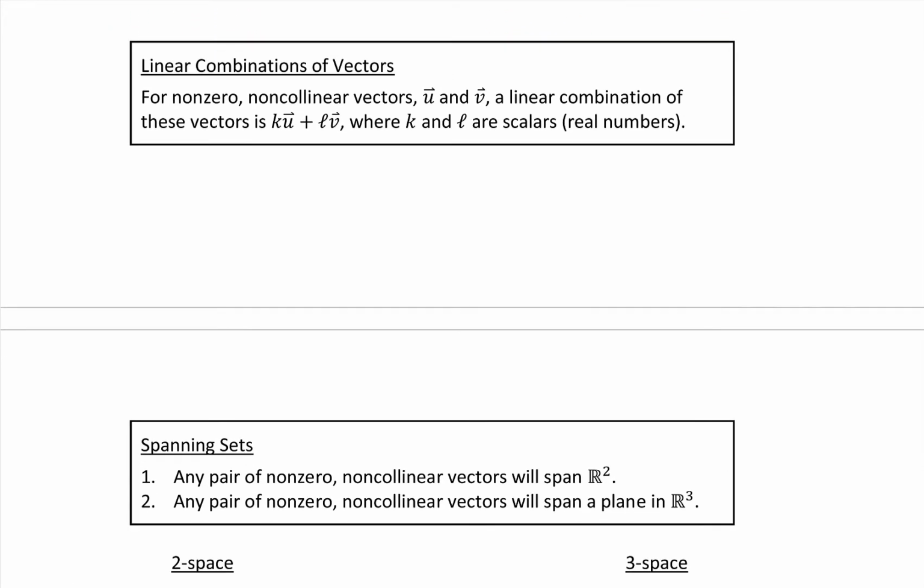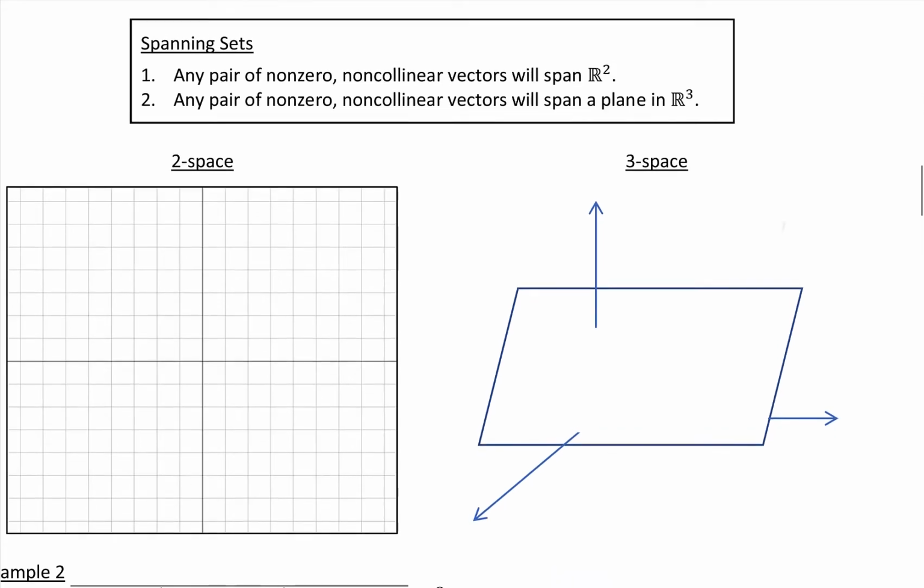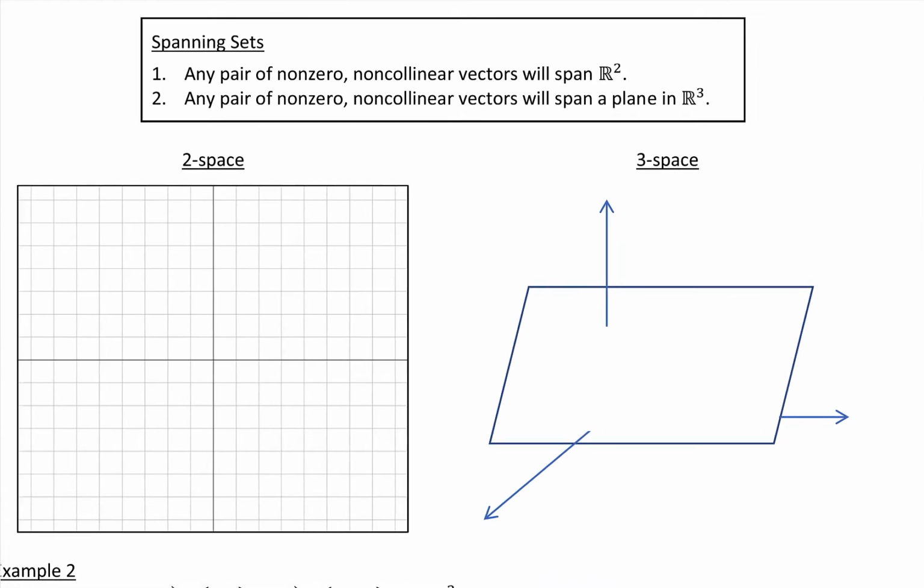So as we noted, this is a linear combination of vectors. For non-zero, non-collinear vectors u and v, a linear combination of these vectors is ku plus lv. So we use this information here to help us solve our example. So next up are what we call spanning sets, and it's related to what we did above. It has to do with linear combinations.